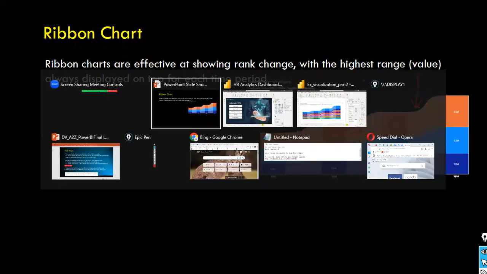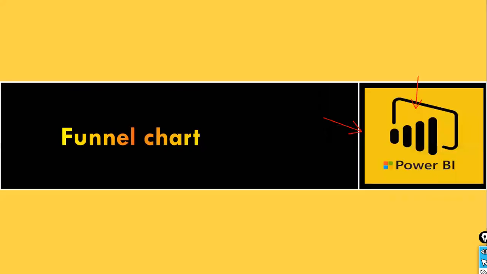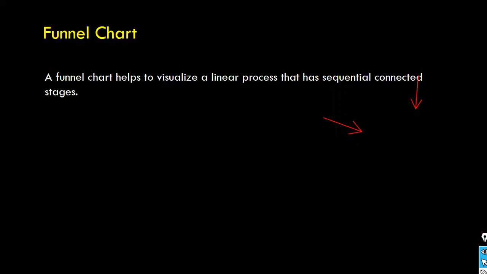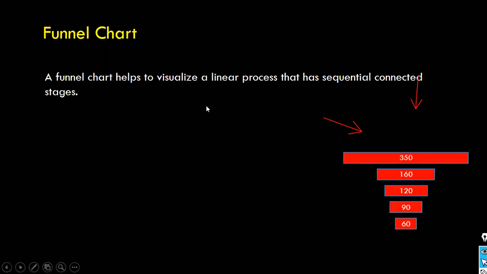Next, we have the funnel chart. What is a funnel chart? When can we use a funnel chart? A funnel chart is very helpful to show the flow of stages. This one basically appears like an inverted pyramid. You know pyramid, right? If you put it upside down, it will be an inverted pyramid. The funnel chart appears like this.